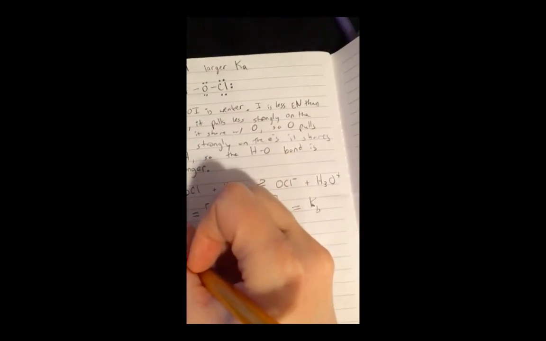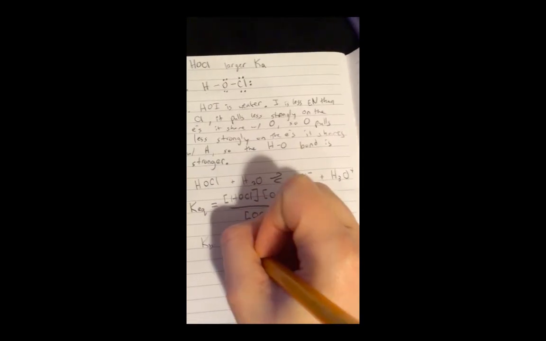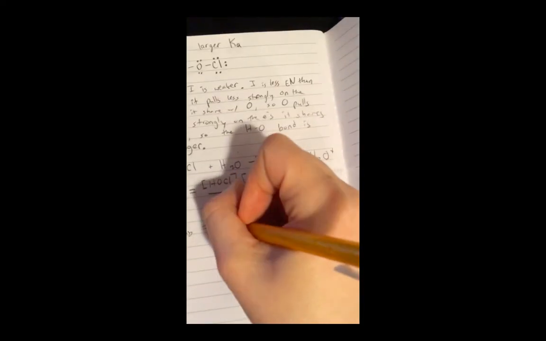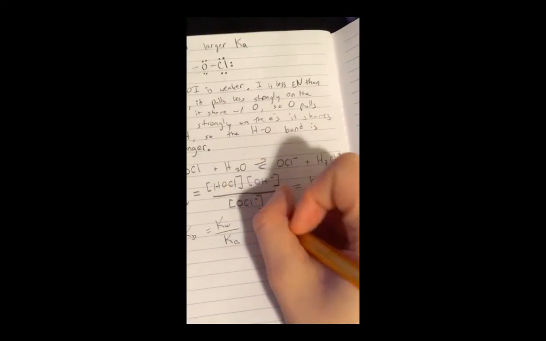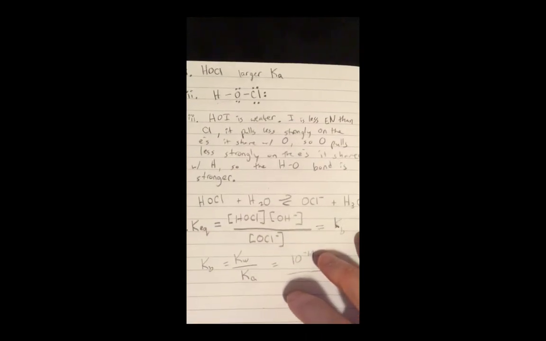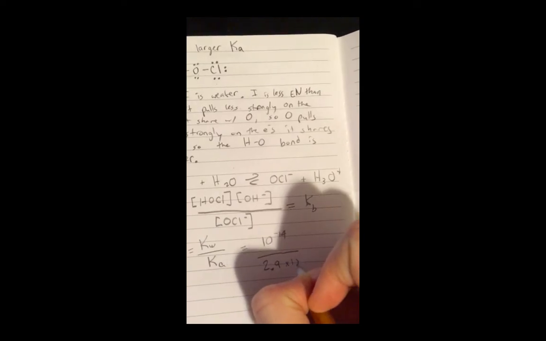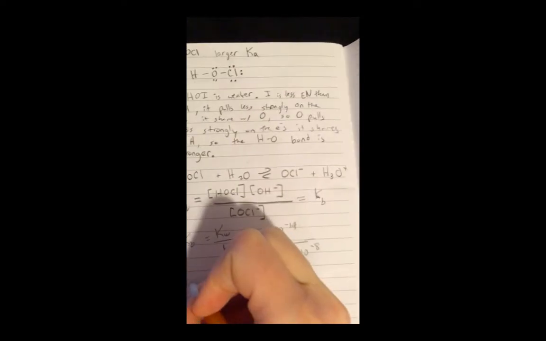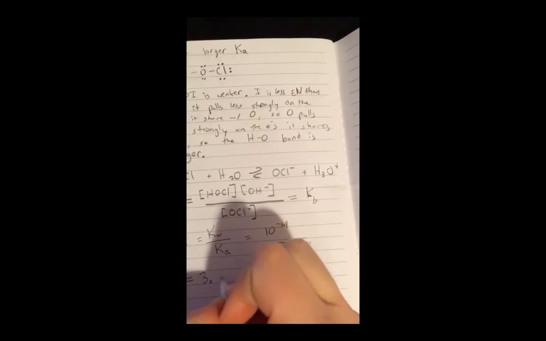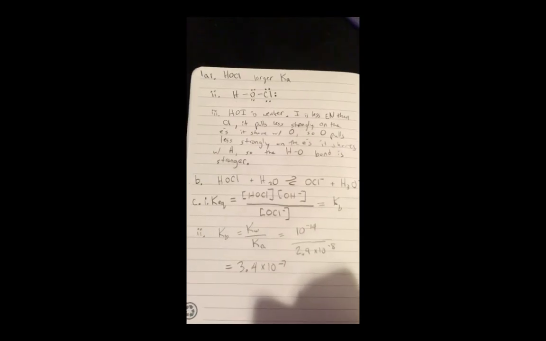And so we can actually get this Kb value by doing Kw divided by the Ka value of the conjugate acid. This is given to us in the problem. Kw we know is 10 to the negative 14. We divide that by the Ka value that's given to us in the problem, 2.9 times 10 to the negative 8, in order to get the Kb value, which I believe is 3.4 times 10 to the negative 7. Good.